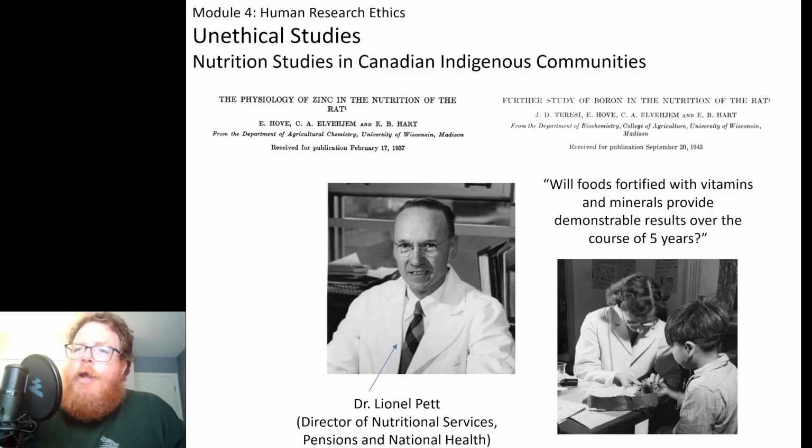I have a photograph here now in the bottom right corner. This is actually one of the researchers on the project taking blood samples from an indigenous child, because this is part of the work they had to do. They were feeding some of them these fortified foods anyways, and others, of course, were not getting the fortified foods to serve as a control. And you might already be able to see the ethical issue with that. But they were then taking blood samples and other measurements to assess how the health of these individuals was changing.